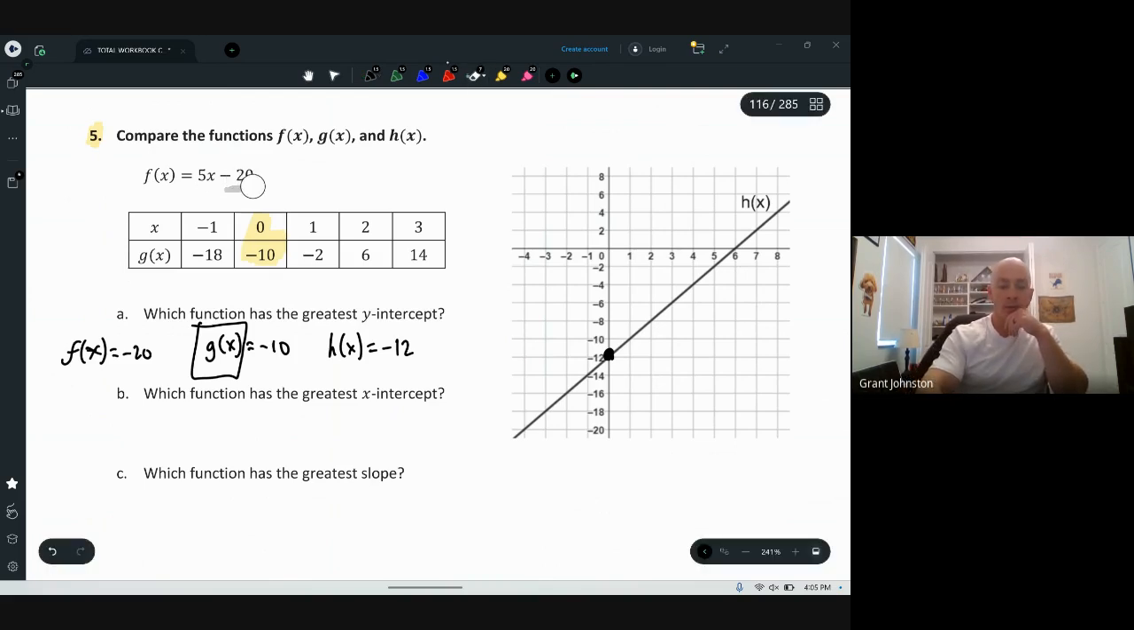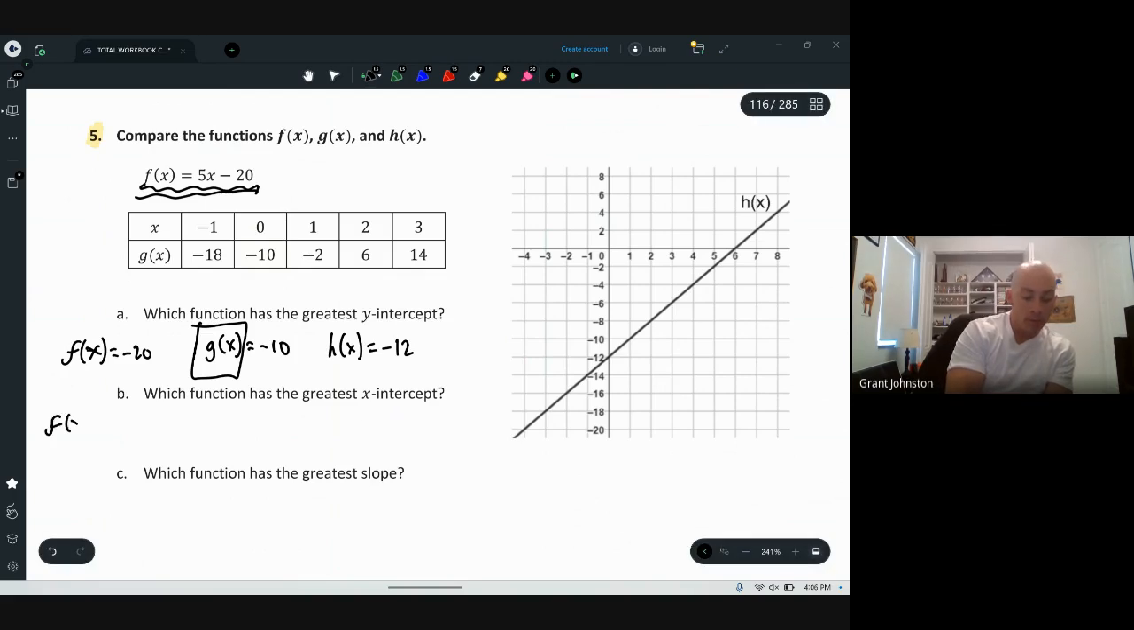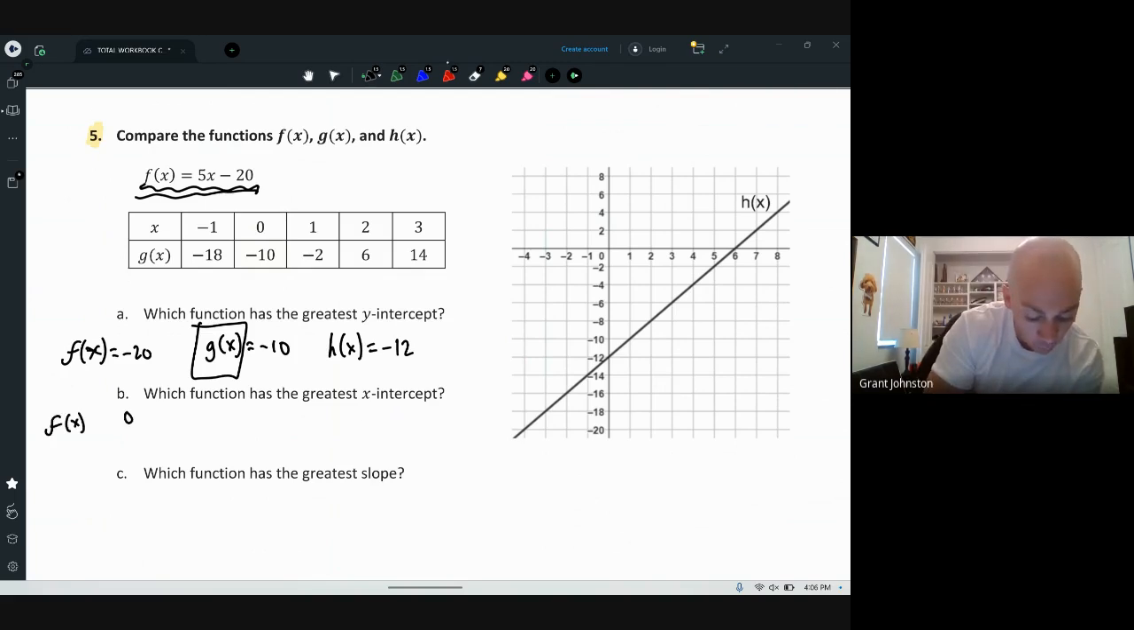Okay, let me erase some of this. Which function has the greatest x-intercept? So for f of x, we can't just see it from the equation. We want to see where it's going to cross the x-axis. Well, remember the x-intercept, when it crosses the x-axis, the y is 0. So for f of x, if I plugged in 0 for y and solved, add 20 to both sides, divide by 5, I get 4. So for f of x, it's 4.